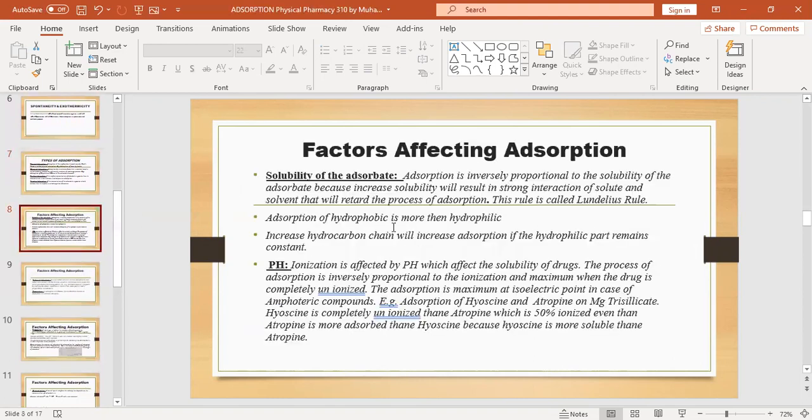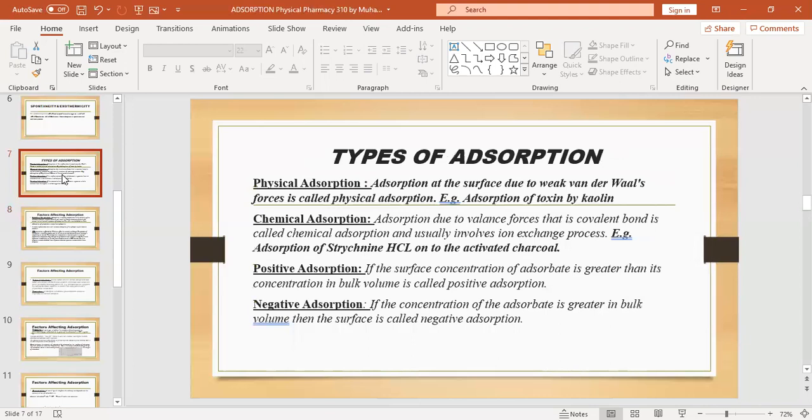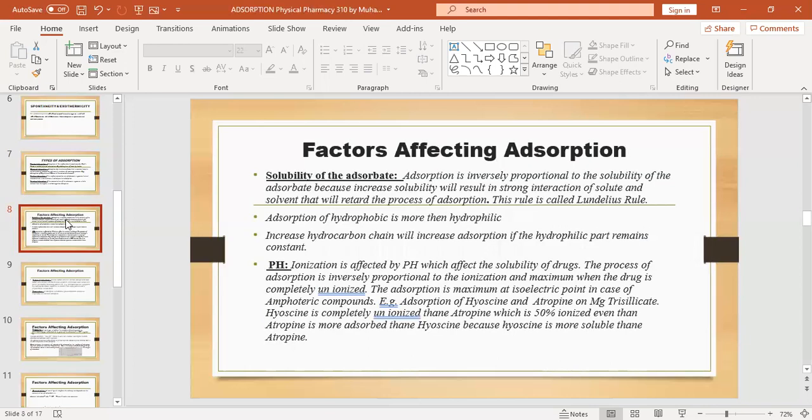Now, factors affecting adsorption. This is the current topic. In physical classes, we had discussed up to the types of adsorption. Now, let's start with the factors that affect the process of adsorption. The first thing is solubility of the adsorbate. The adsorbate, as we have discussed, is the substance which is going to be added on the surface.